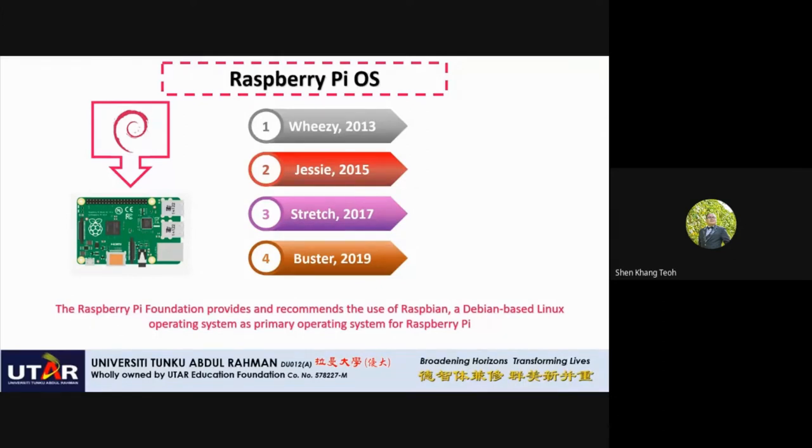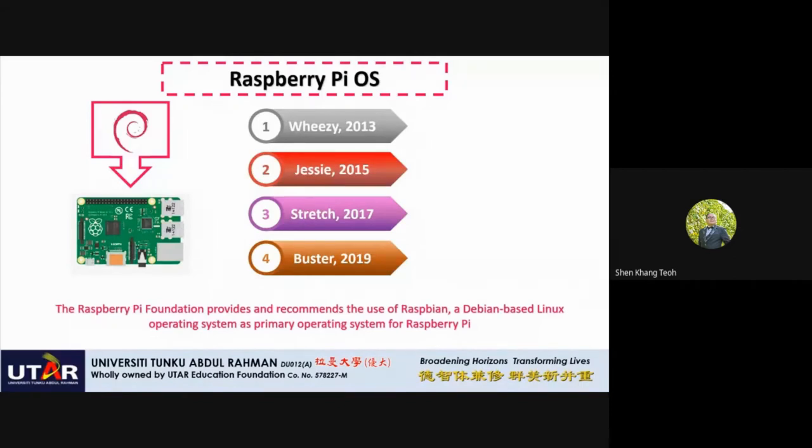So it has a special name for each version. Now can you guess what they are? The first version is called Wheezy. The second version is called Jessie. Third is called Stretch. And fourth is called Buster. Any of these names ring a bell to you? Wheezy, Jessie, Stretch, Buster, do any of these names ring a bell? Okay, I think someone already guessed it. If you like animations.